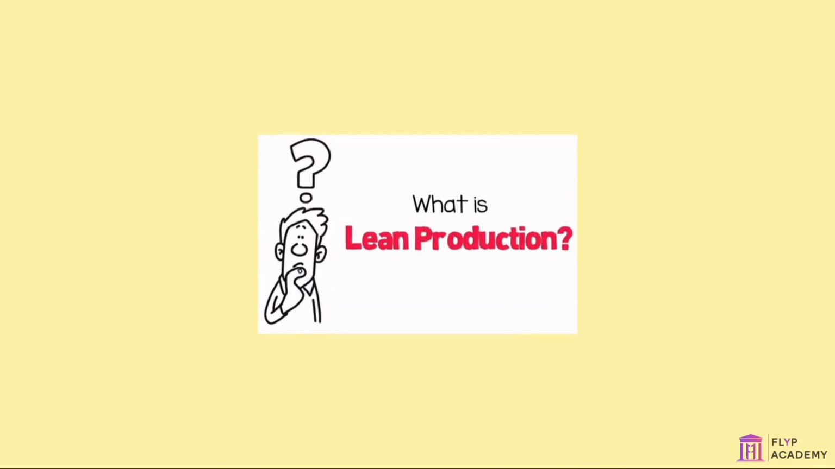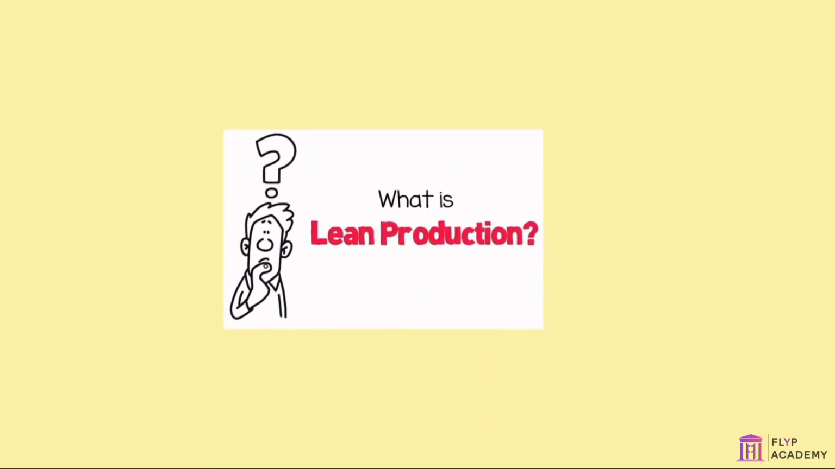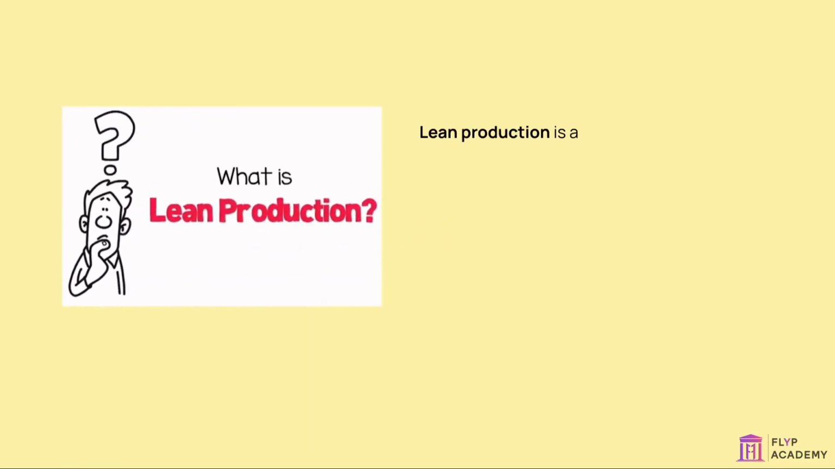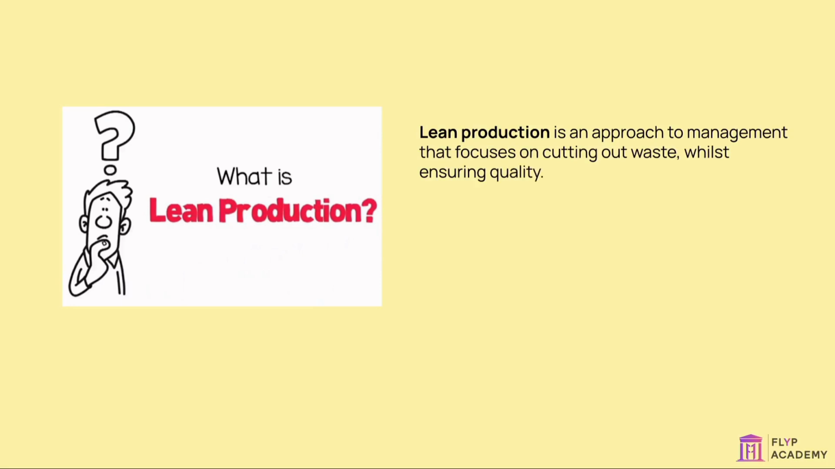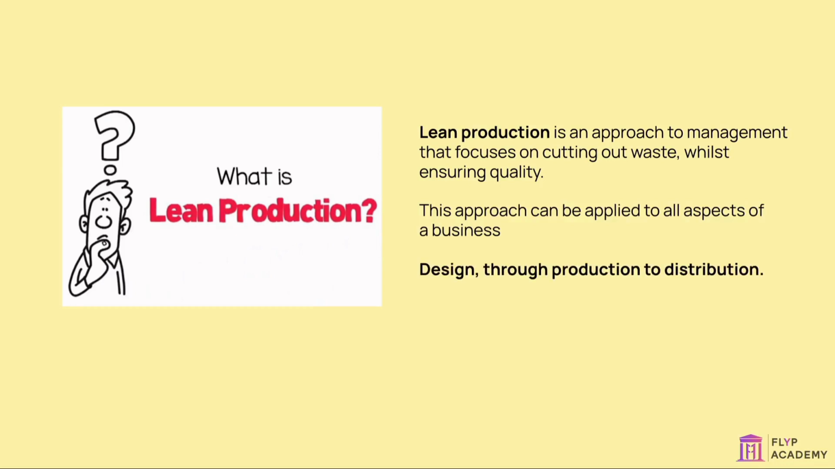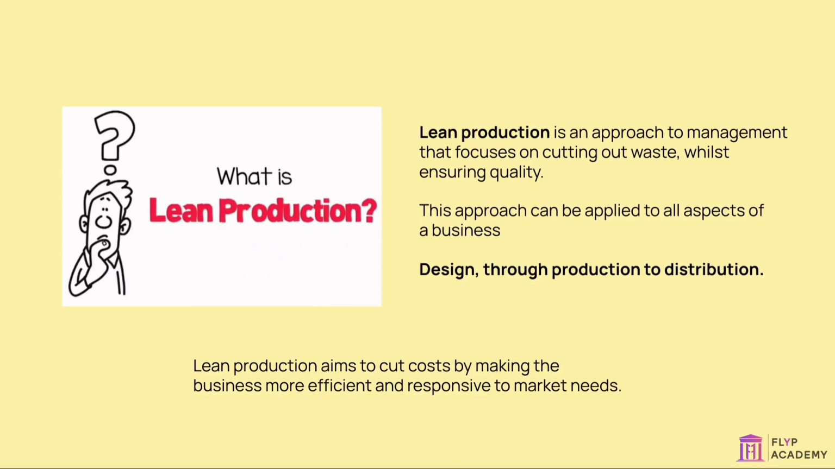What is lean production? Lean production is an approach to management that focuses on cutting out waste whilst ensuring quality. This approach can be applied to all aspects of a business, from design through production to distribution. Lean production aims to cut costs by making the business more efficient and responsive to market needs.